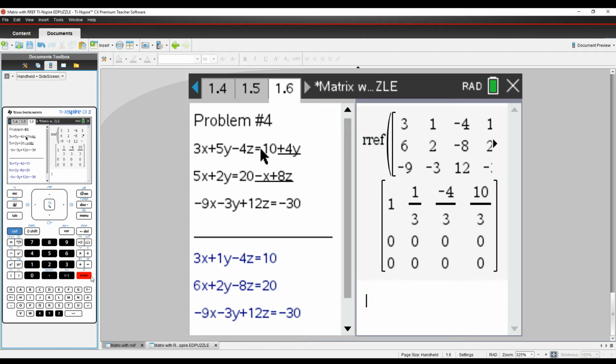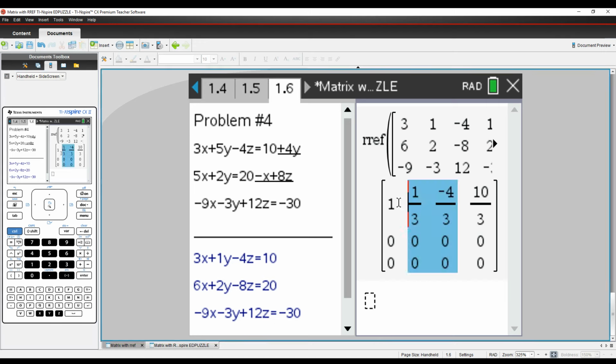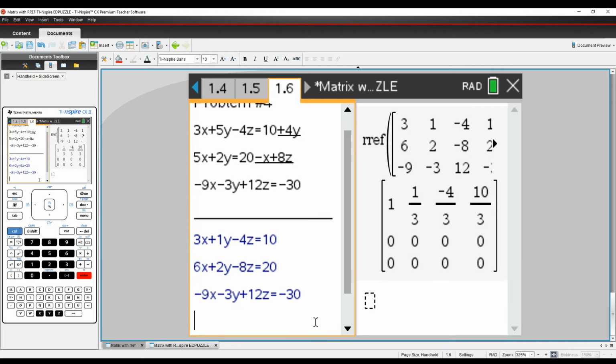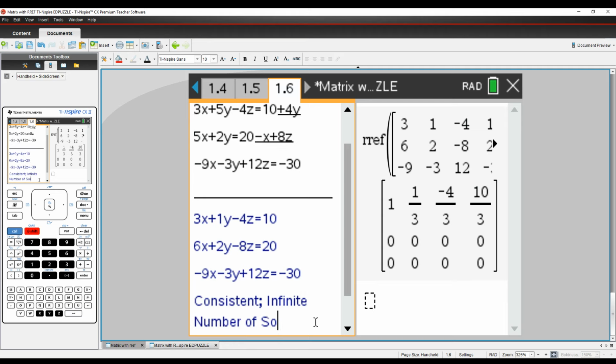My solutions. I can see that this does not have a unique solution. I only have one row of answers, so these might look different, but my identity matrix, which is these first 3 columns here, my rows of zeros tell me that this is consistent, which actually means that this system has an infinite number of solutions. That means that anything I choose to make the first equation true is also going to make the second equation true and will also make the third equation true.